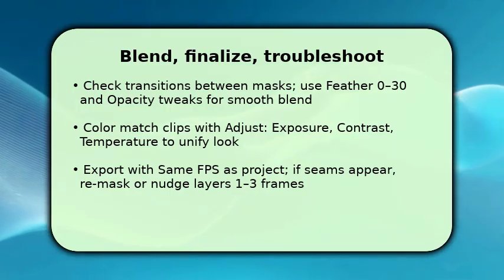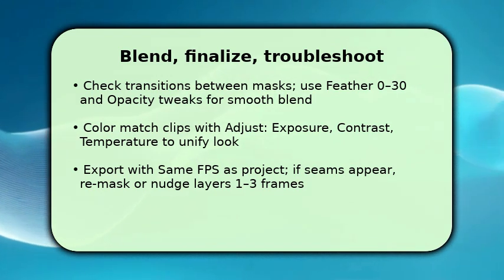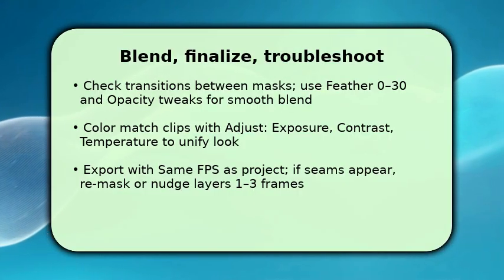Play the sequence at full speed and tweak feather and opacity until seams disappear. Small nudges of 1 to 3 frames can fix ghosting. Color correct each clip to the same exposure and temperature so the clones read as one scene. When exporting, use the project's FPS to avoid stutter.